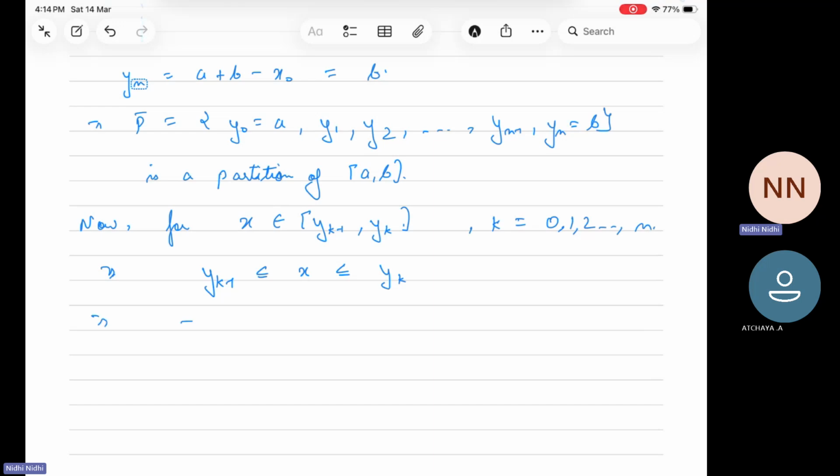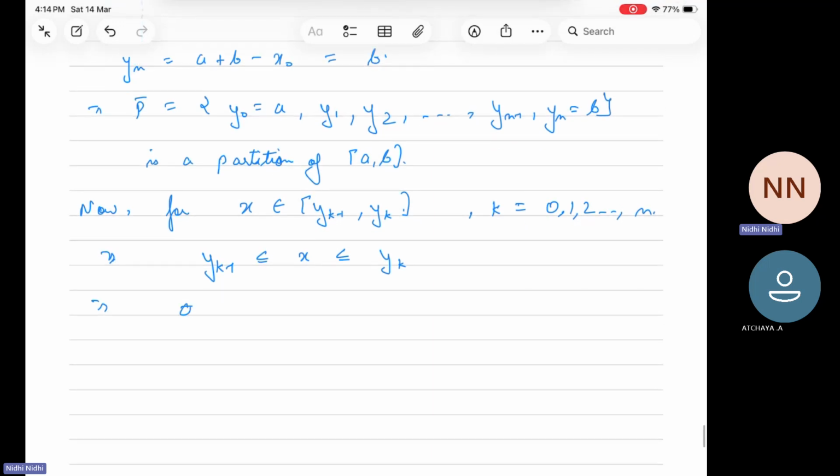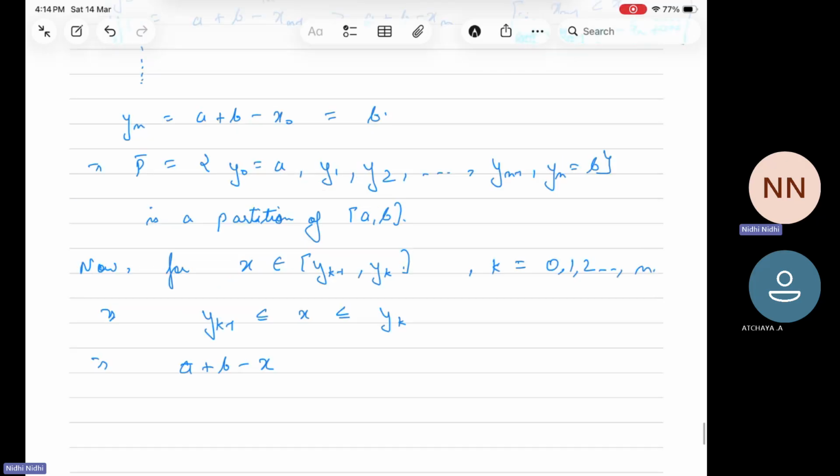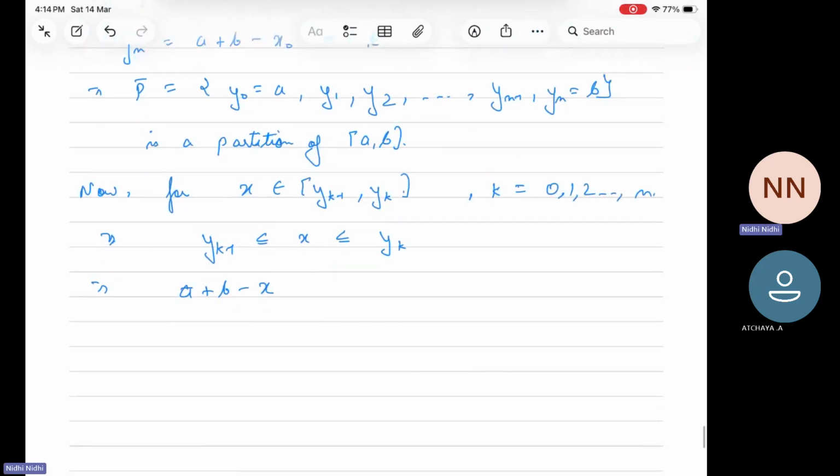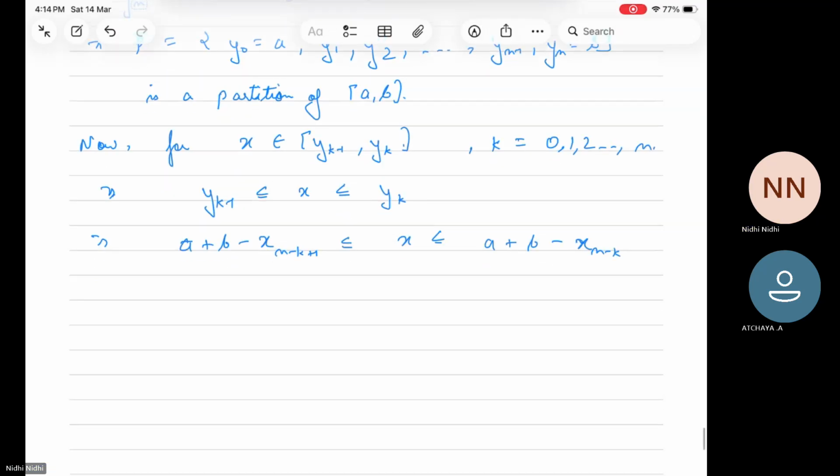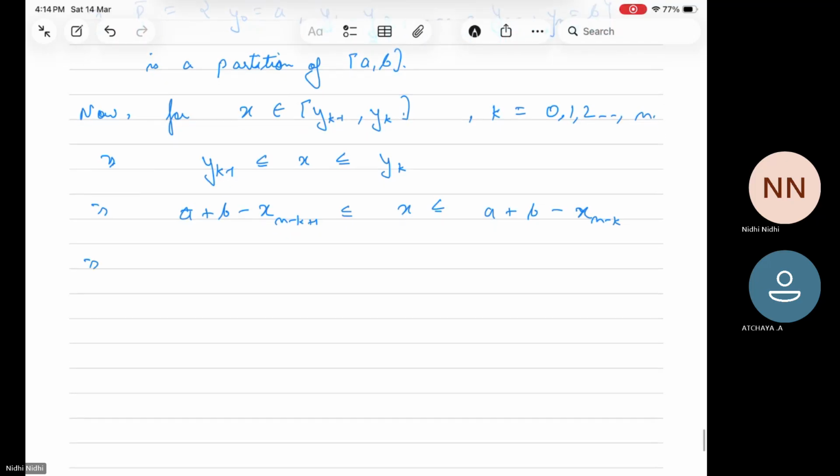That means, by definition, this will be a + b − x_{n−k+1} ≤ x ≤ a + b − x_{n−k}. And this gives us that −a − b + x_{n−k+1} ≥ −x ≥ −a − b + x_{n−k}.